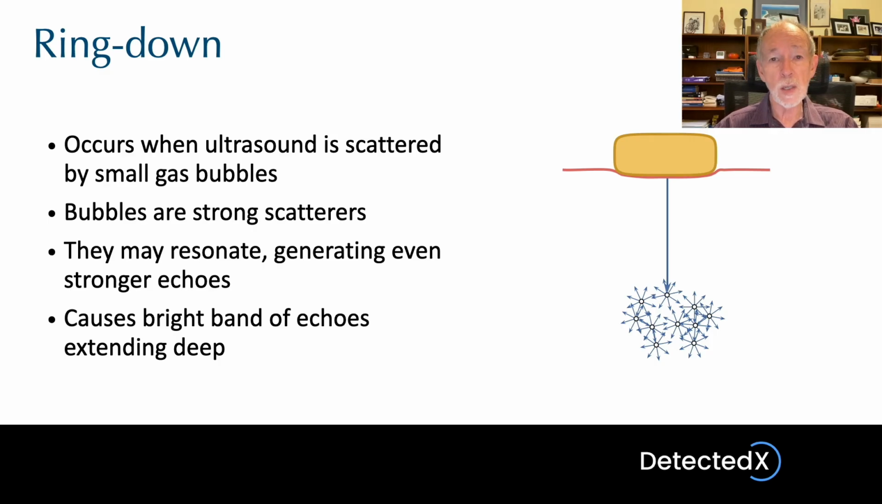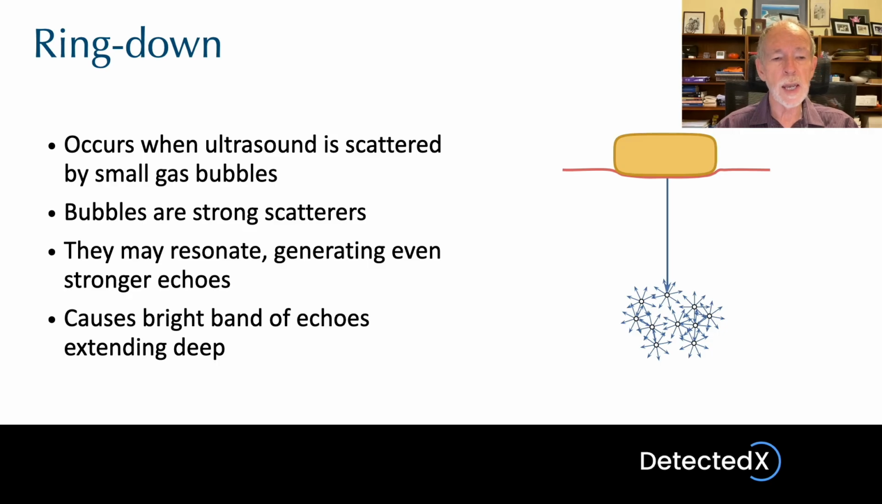In addition, it's quite common that the size of the bubbles in relation to the wavelength of the ultrasound happens to be suitable so that some of the bubbles will resonate. So they will be stimulated at their resonant frequency, which means that they scatter even more strongly. So the net result of this is that we get a mass of bright echoes caused by the ultrasound scattering between these gas bubbles.